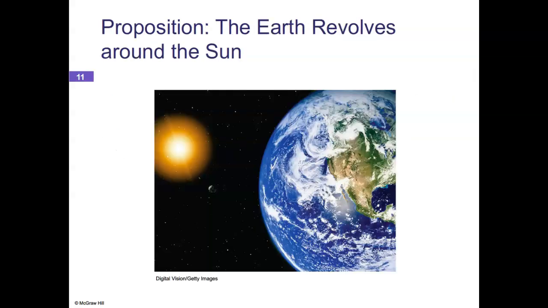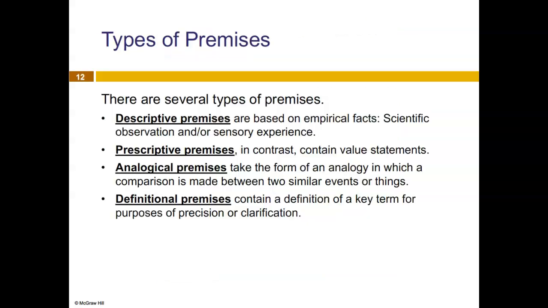So here's the proposition: the earth revolves around the sun. In order to have a sound argument, you need some evidence to support this, and those are called premises. There are different types of premises, and this is one area you're definitely going to need to dig into a little bit more, because on the quiz and on the midterm, they're going to ask you to be able to identify different types of premises.